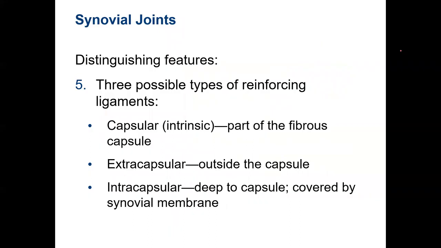When we have movement, we lose stability. The more movable a joint is, the less stable it is. The most stable configuration is to fuse those bones together, but that doesn't move. We want movement, we have to sacrifice stability. So we have things to reinforce the joint. There are 3 possible types of ligaments to reinforce the joint. The capsular ligament. This is part of the joint capsule.